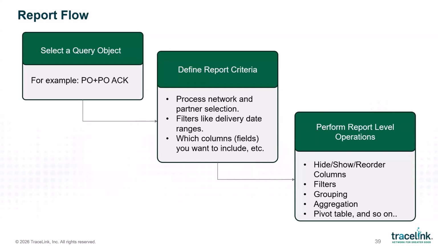In the Myra scenario, this looks like Myra selects the PO and POAC query object, names her report and saves it. She defines report criteria, chooses the external manufacturing network, selects one or all partners, and adds a delivery date filter using the date picker. She selects fields from both PO and POACs, applies the criteria, and the mixed PO and POAC data comes back in a single table. She then uses interactive features, hiding columns, reordering, grouping by PO number, and adding a computed column for the gap between PO and POAC delivery dates to turn raw data into a meaningful performance view.